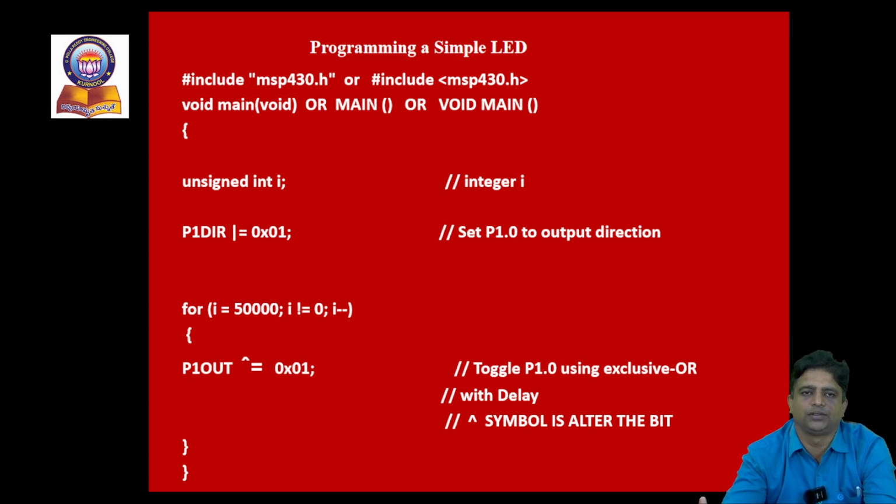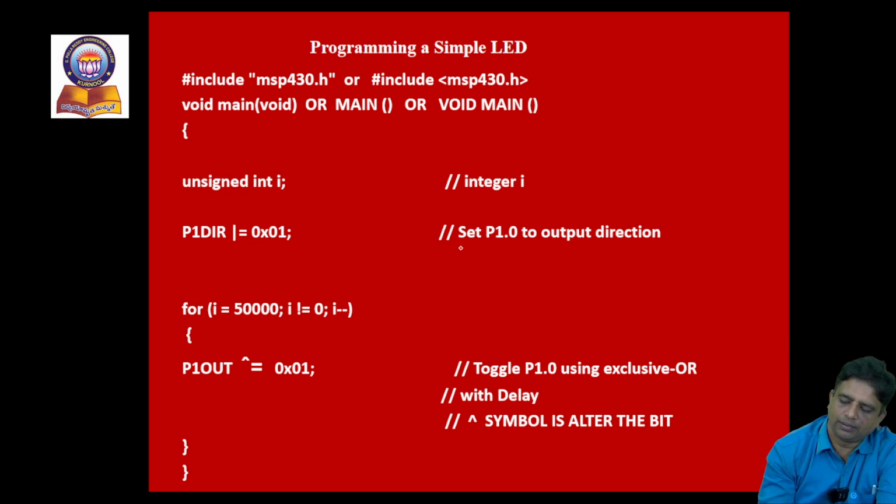Then the main function should be written, opening with the braces. Before writing these, we can write the main in different formats as mentioned: void main int, void main void, only main, or void main with nothing. All formats are valid. Once we open the braces of this main function, our next task is what our requirements are. So the line as mentioned in the program, line number 3, P1DIR is equal to, that vertical line is proportionally equal to 0x01.